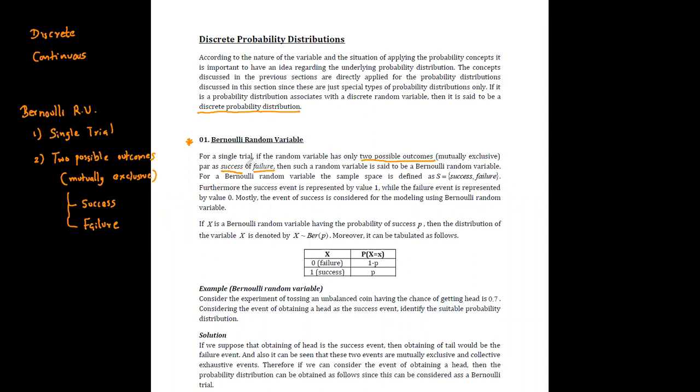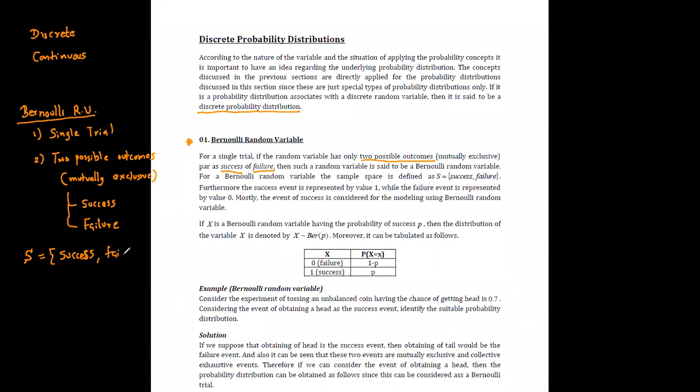If you have a random variable which satisfies all these conditions, meaning we are considering a single trial, and in this single trial we can have two possible outcomes which are mutually exclusive, and then we can name them success and failure, then such a random variable is said to be a Bernoulli random variable. For any given random variable, we should be able to define a sample space. For the Bernoulli random variable, we can define the sample space as success and failure.